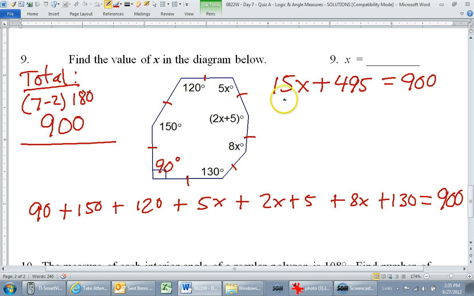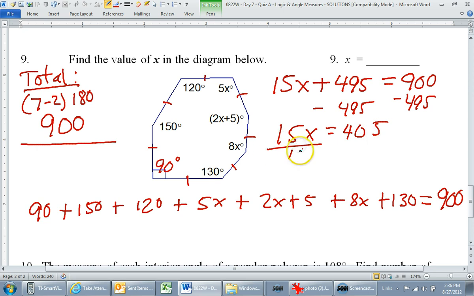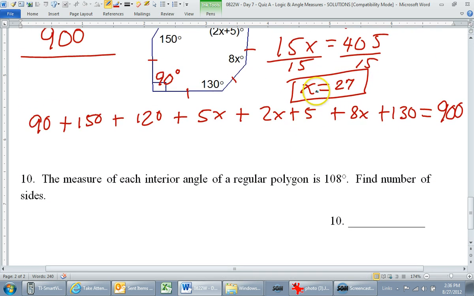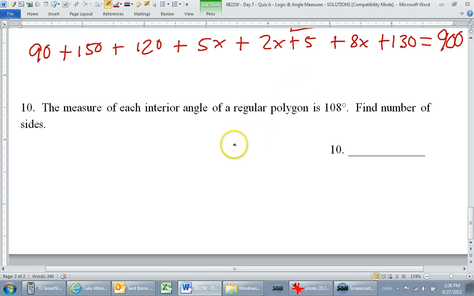Does anybody have a question about where these numbers came from? The 15x, the 495, the 900. Any questions about where any of these 3 parts came from? Because the solving it part is easy, right? Minus 495 from both sides. That gives us 15x equals 405. Divide both sides by 15, and you get x equals 27. So everyone should have had x equals 27 for that. So that's how you did number 9.